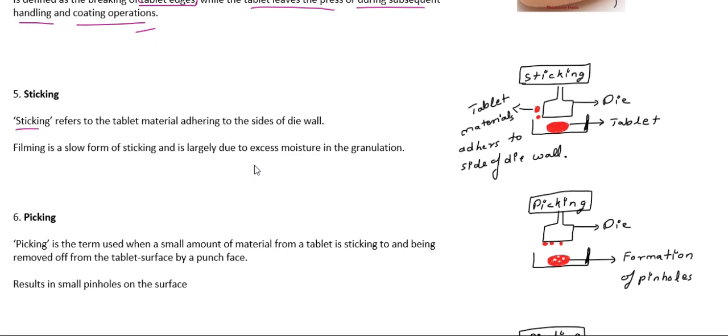Next is sticking. So sticking is again related to the excipients. So sticking, as it refers, the tablet material will be adhering to the side of the die wall. As you can see, this is a die here, and on the side of this die you will be able to see the tablet materials. Okay, if it is not properly formulated, it will get stuck onto the side walls of the die. So this is important. It is the side wall of the die to which the tablet material is getting stuck. Okay, this is called sticking.